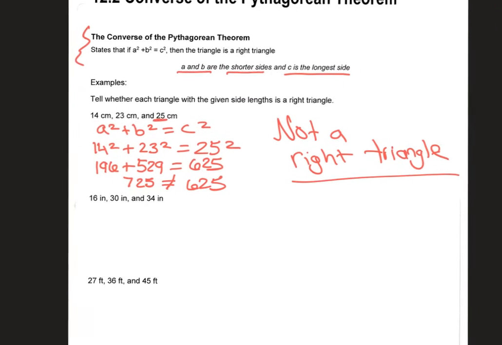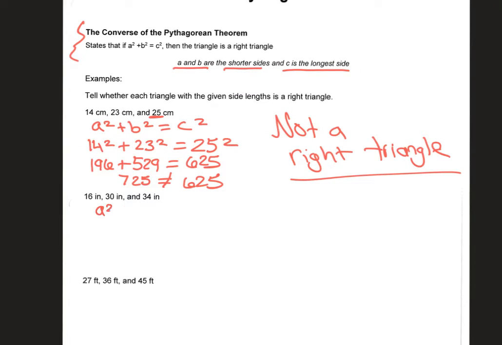Okay, the next one, again, we're going to use Pythagorean theorem, a squared plus b squared equals c squared, and they're in the correct order. The longest leg is last. So 16 squared plus 30 squared equals c squared. Or, sorry, gotta fill in what it is. 34. 34 squared. Okay, so start squaring them.